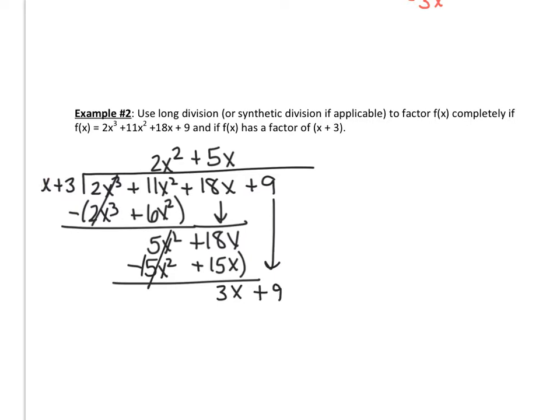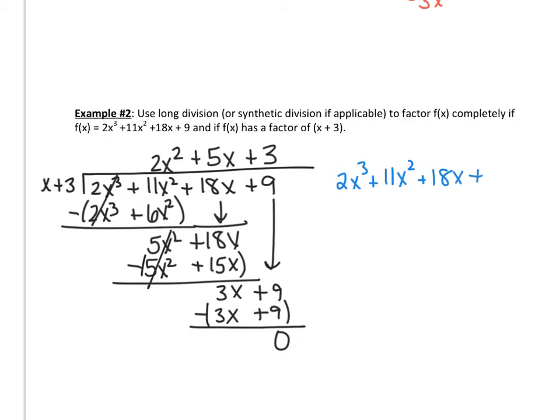How do I multiply x to get 3x? We're going to multiply by 3. So 3 times x is 3x, and 3 times 3 is 9, and when we subtract them, we get 0. Perfect. So that means 2x squared plus 5x plus 3 times x plus 3 equals this. So if we wanted to write out the factors, we have 2x to the third plus 11x squared plus 18x plus 9.